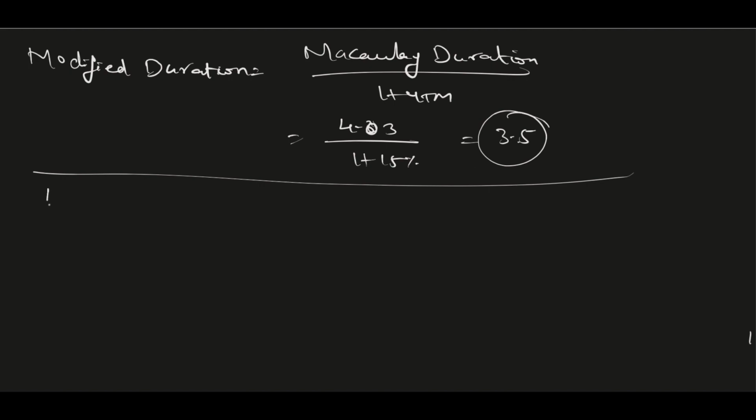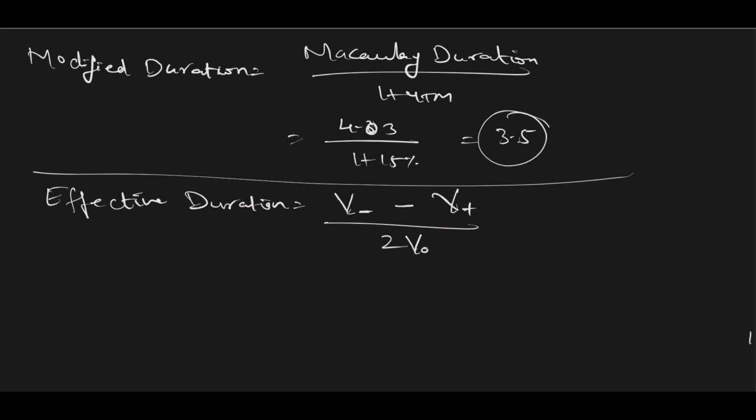Let's just cross check that one. The formula for effective duration is equal to V minus, as in value when the interest rate comes down, that's why minus, plus value when the interest rate goes up, that's why plus, divided by 2 V0, V0 is present value, into delta YTM. Okay, so change in the interest rates.